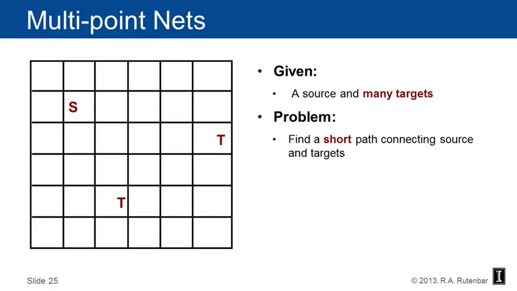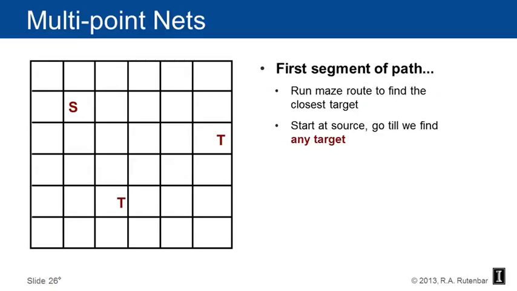So here's my problem. I've got a grid. My friendly little 6x6 grid, and I've got a source in the upper left. I've got 2 targets, one on the bottom left and one in the middle on the right. And I want to find a short path connecting the source to all of the targets. I want one wire that does that. Okay, and so for the first segment of the path, I'm just going to run the maze router to find the closest target. So I'm going to start at the source, which is in the upper left, and I'm just going to go until I find a target. So here we just animate that in.